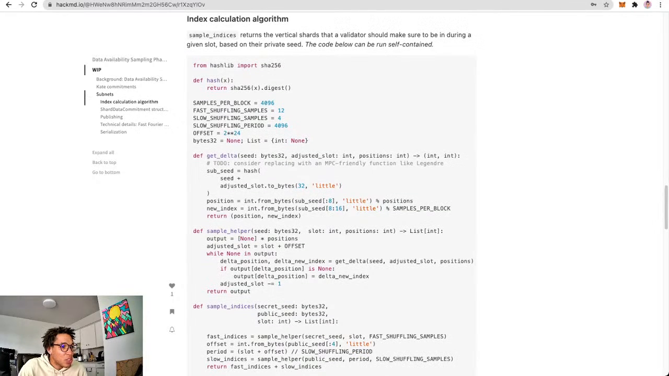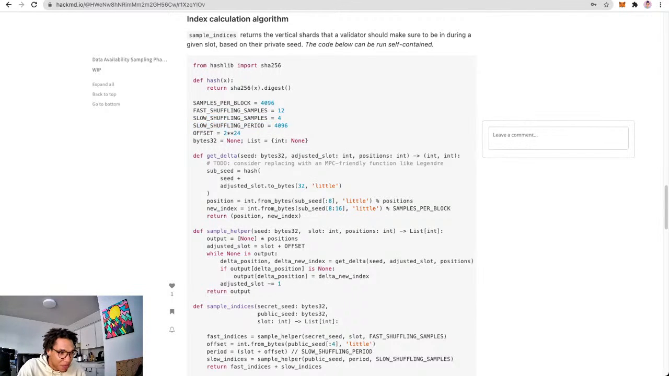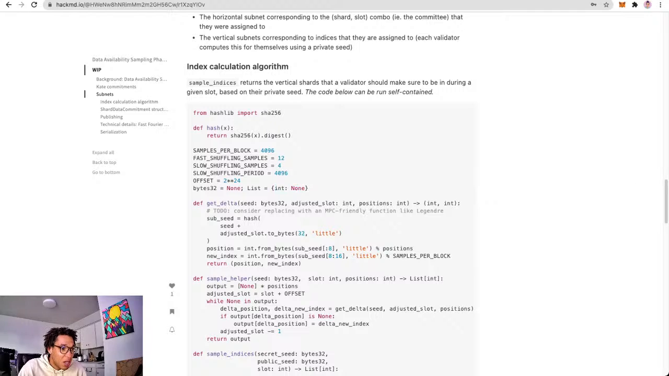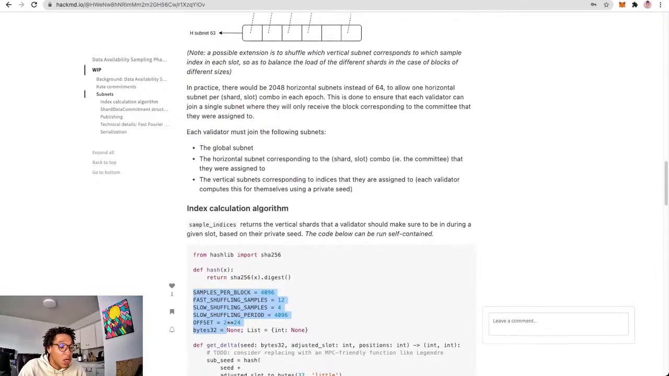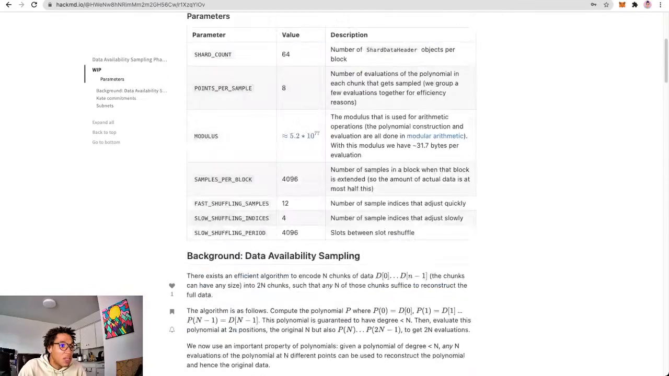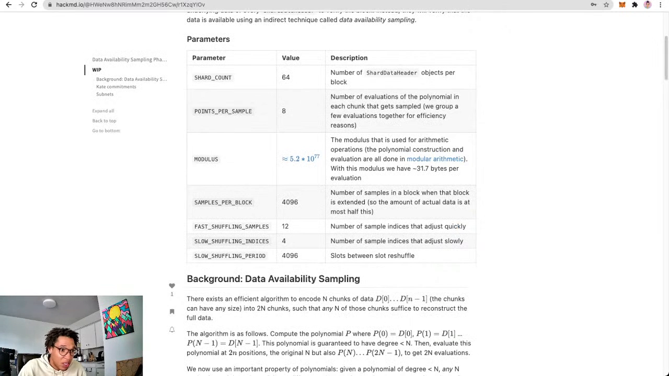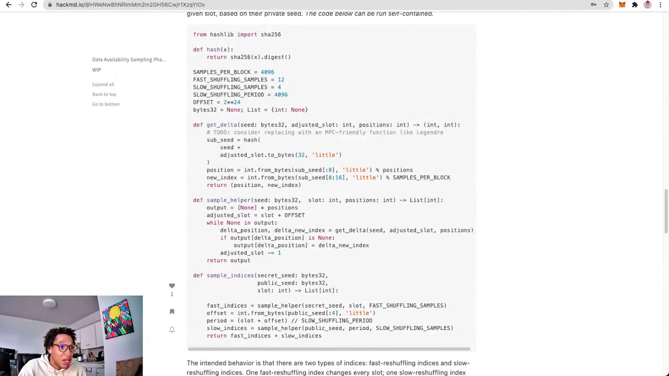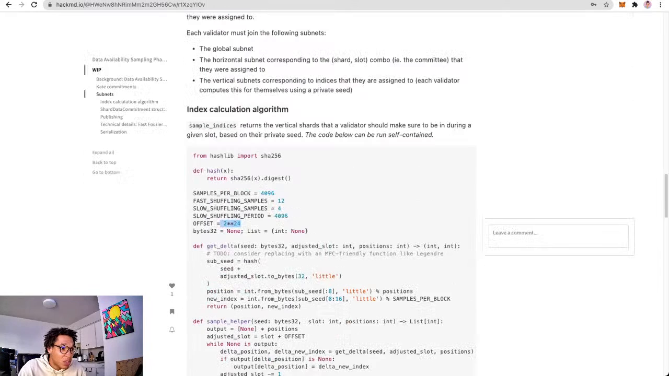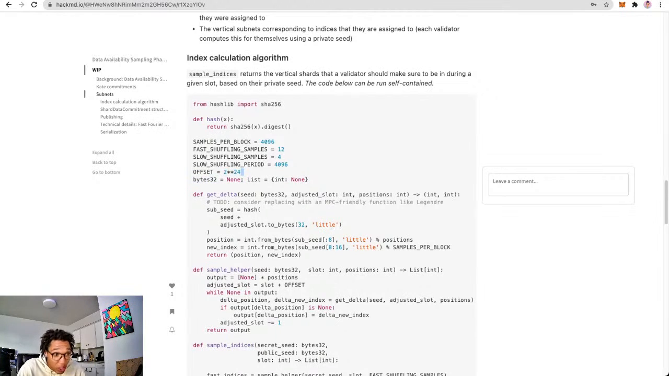Okay, so samples per block, fast shuffling samples, slow shuffling samples, slow shuffling period, offset, bytes 32 equals none, list equals integer none. So these are all the variables we're going to need for the function, for the code. And all these are just the parameters from up here: shard count, points per sample, modulus, whatever. The offset is a new variable that wasn't there previously. The bytes 32 and all that, but we'll look in here and we'll see where that gets to.